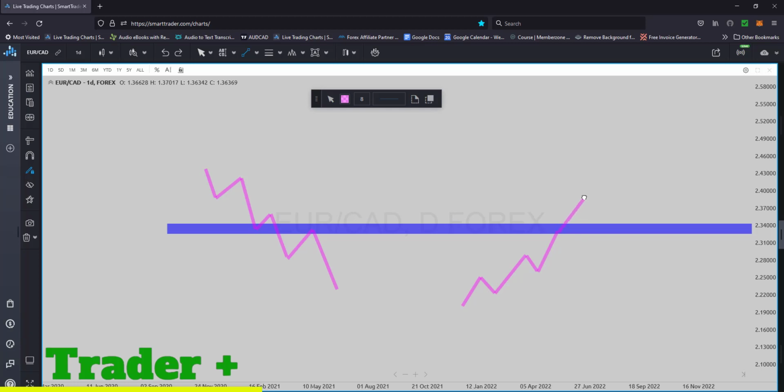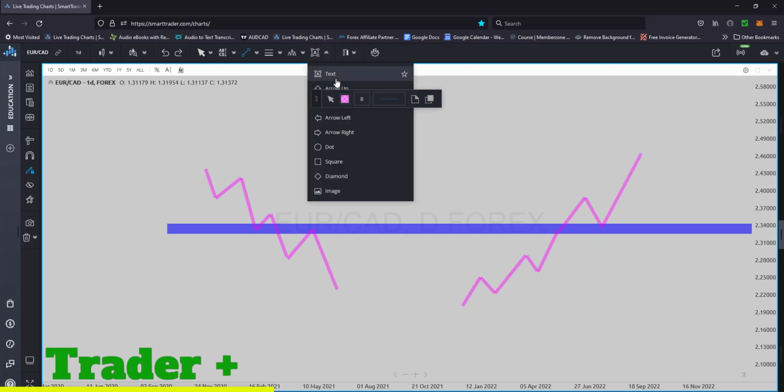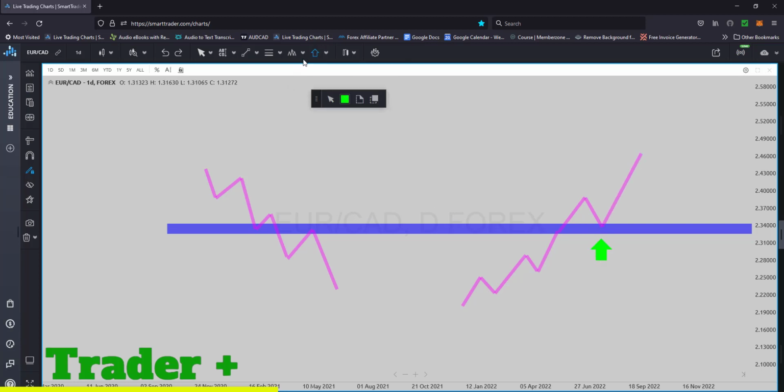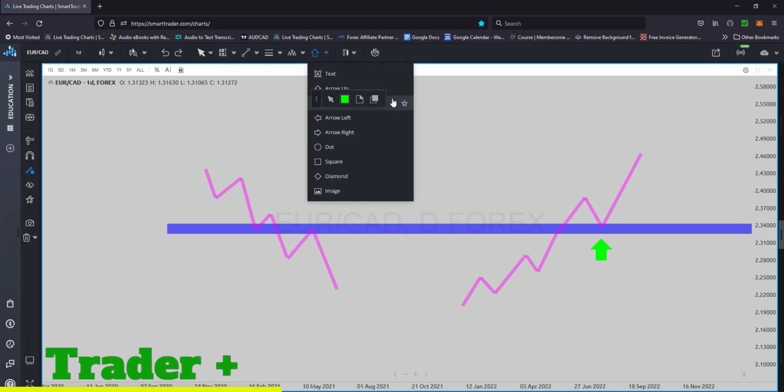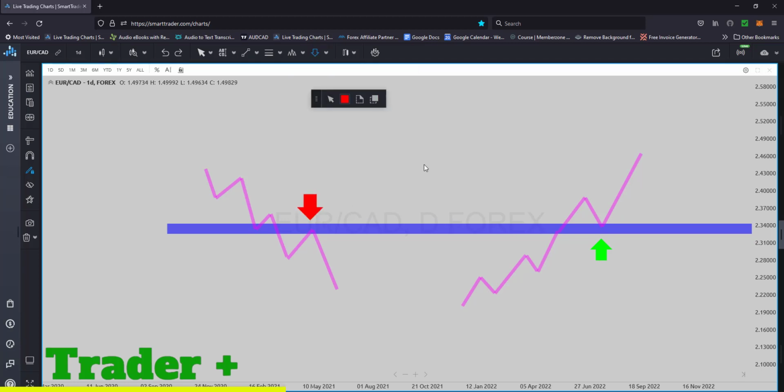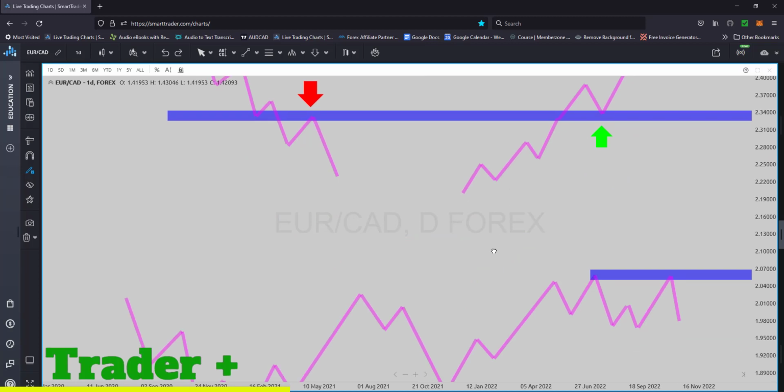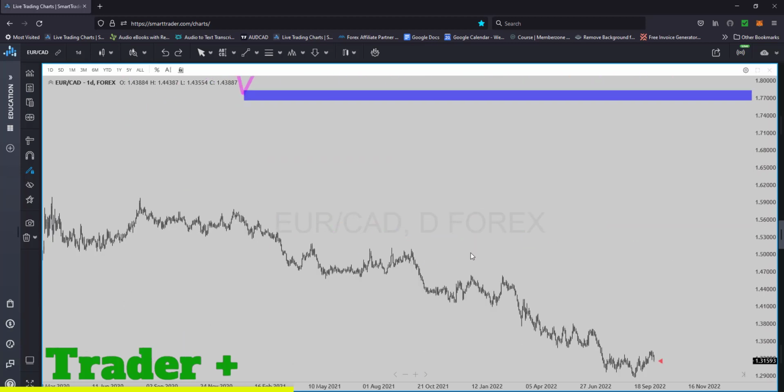So if the market comes here and breaks the level, we'd wait for a retest of that level, and then we would look to buy. So this is what this is going to look like for a buy, and this is what a break of this is going to look like for a sell. Now, let's go to the live charts and look for these areas.